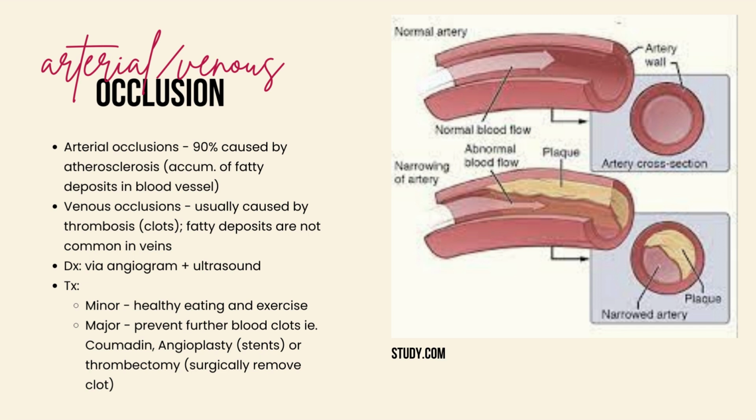The treatment of either of these disorders and occlusions, if it's just a minor problem, is healthy eating and exercise. They might put you on a baby aspirin. If it's a major problem, to prevent further blood clots, they can put you on stronger medications like Coumadin, which would have the patient test their INR every month to make sure the levels are fine. They would do stents via an angioplasty, or they would actually surgically remove the clot. So that's most common, usually peripheral clots.